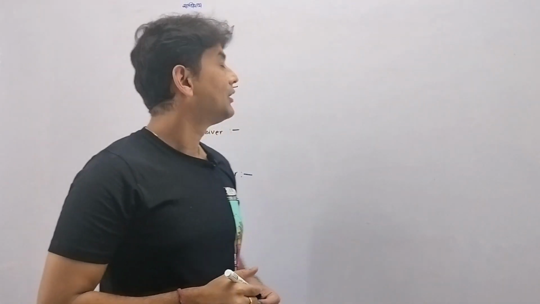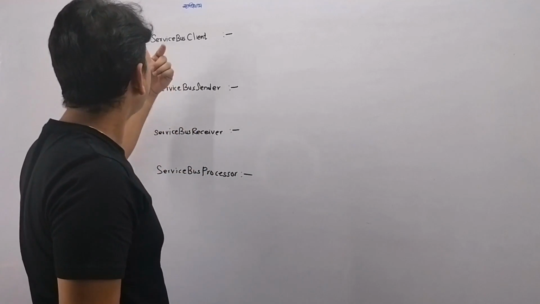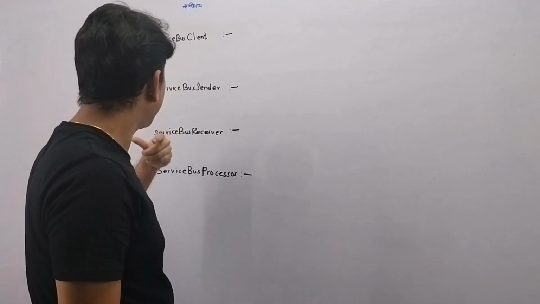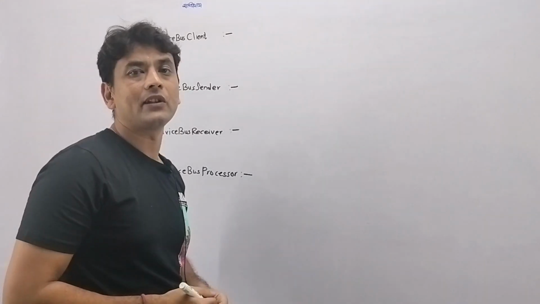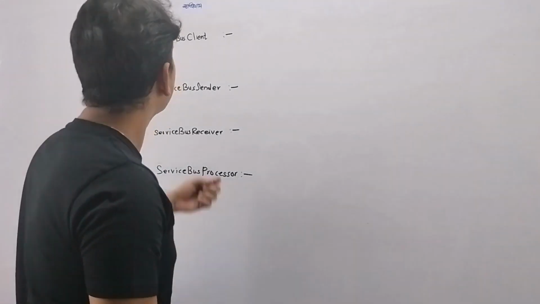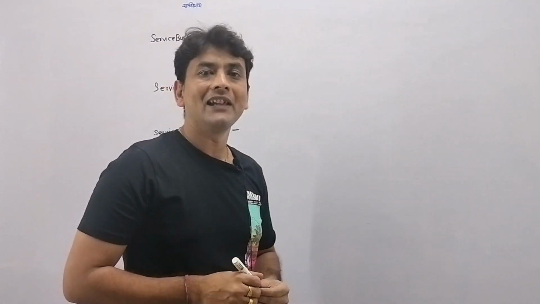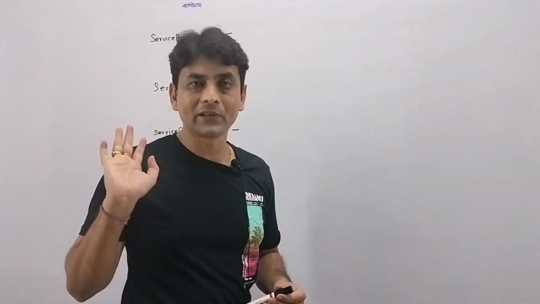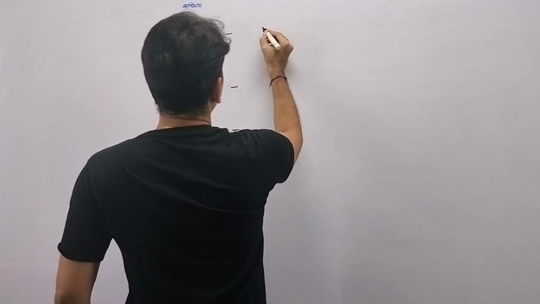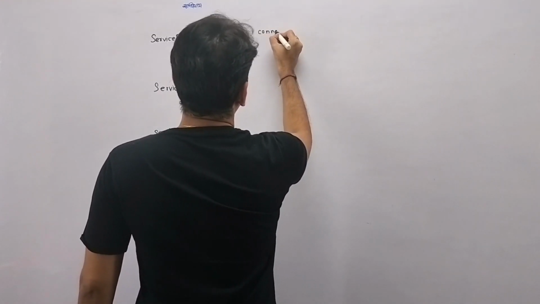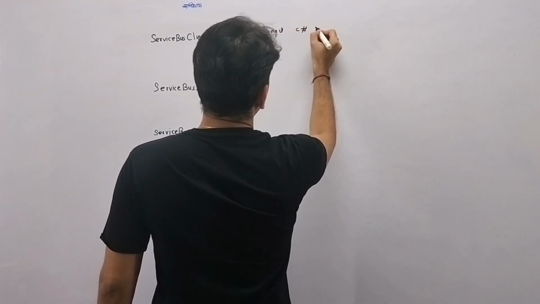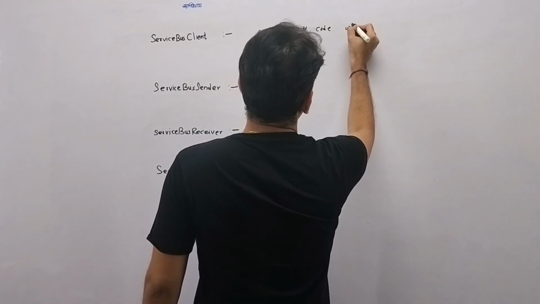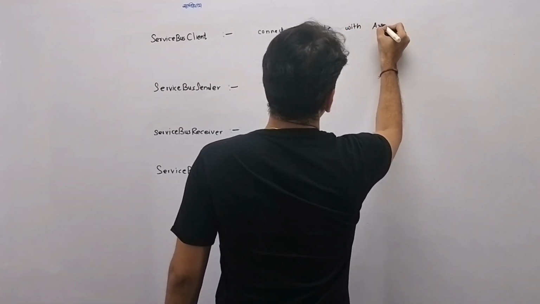Hello guys. Now in this video we'll try to understand ServiceBusClient, ServiceBusSender, ServiceBusReceiver and then ServiceBusProcessor. So first thing, ServiceBusClient. In simple words, understand it as something through which you will connect your C# code to the Azure Service Bus. So ServiceBusClient is what you use to connect your C# code with Azure Service Bus.